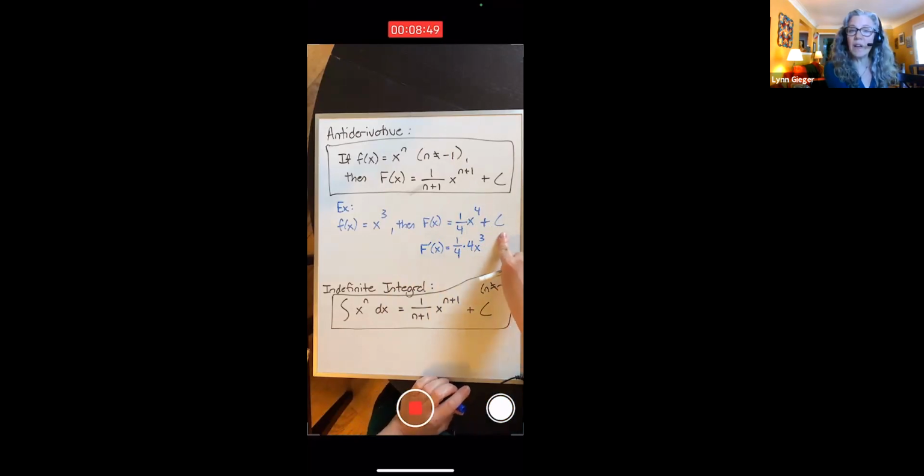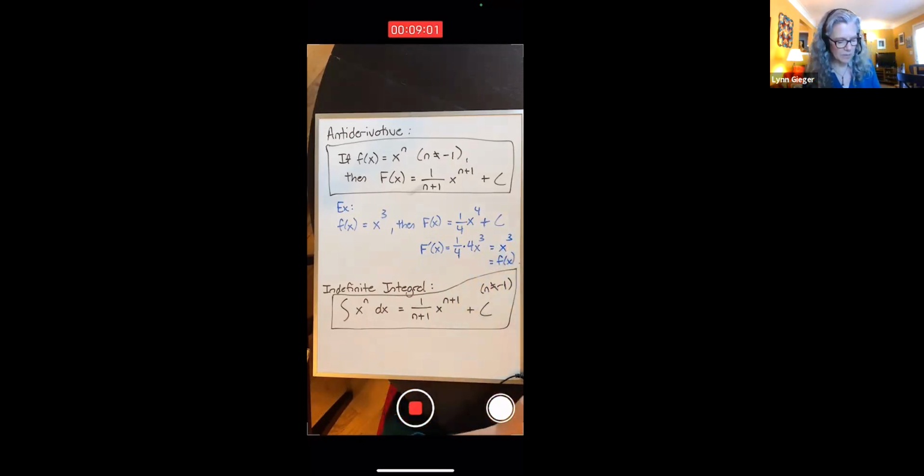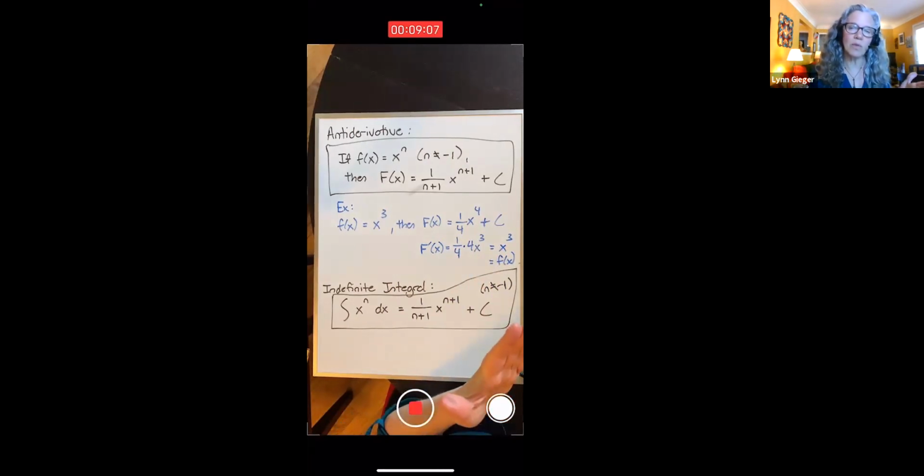The derivative of an arbitrary constant is 0. 1/4 times 4 gives you just 1. This whole thing is going to simplify to just be x cubed, which is the thing that we started with in the first place. That's a way in which you can use derivatives to show why the antiderivative rule works. But here's another way that's actually really important for how to keep it straight.